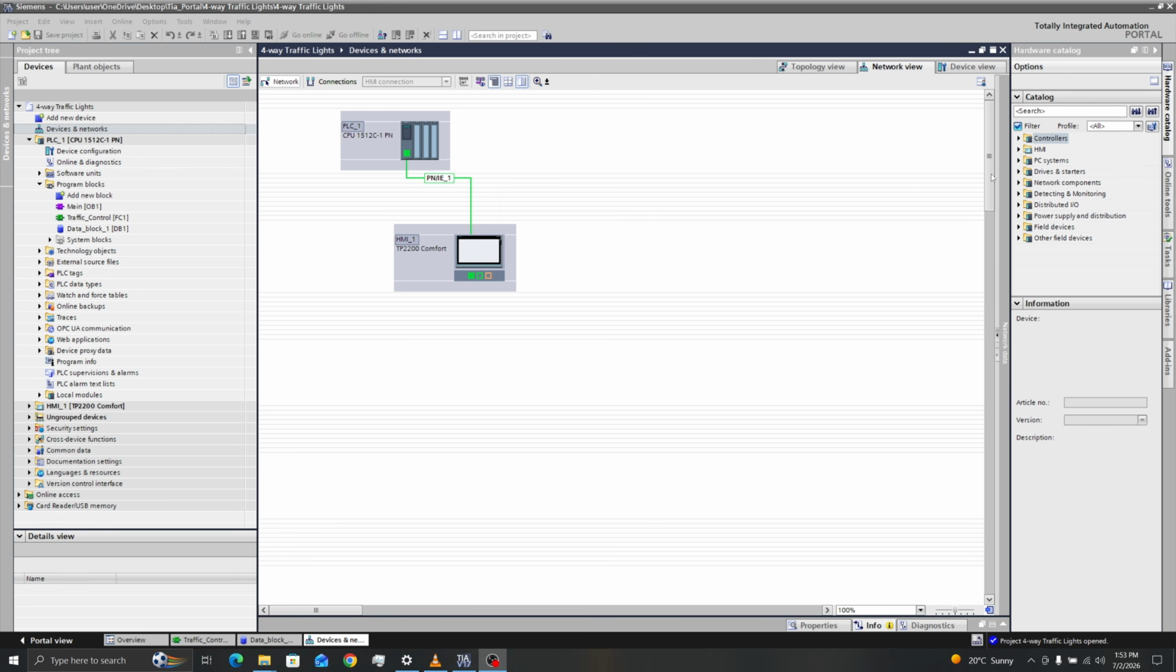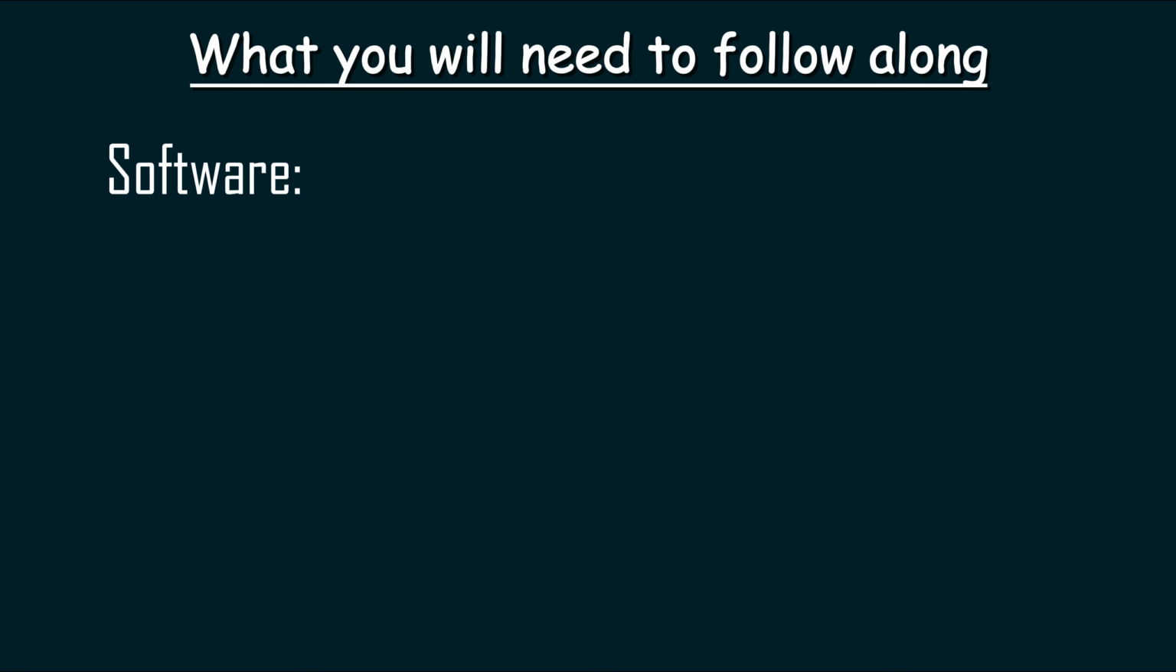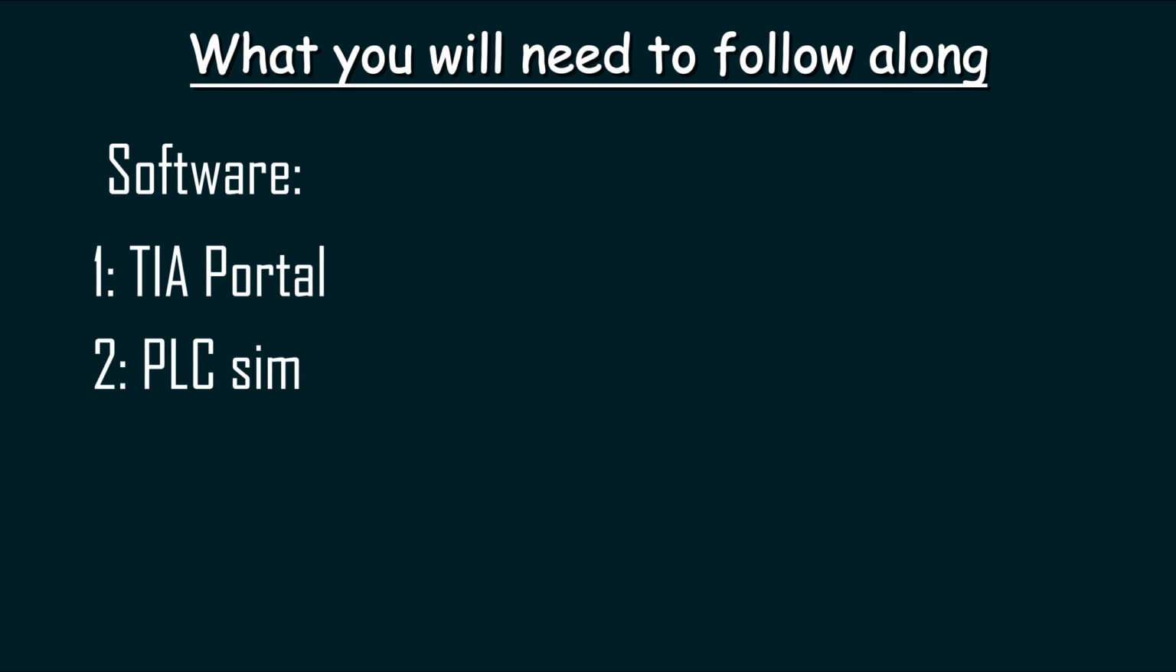But if you're completely new to either one, don't worry. I'll explain everything step by step in a simple, beginner-friendly way, so you can follow along and build your understanding as we go. On the software side, you will need three things. First is TIA Portal. This is our main programming environment. Second, PLC Sim. Since we are not connecting to a real physical PLC, PLC Sim lets us simulate our project entirely in software. And here is something worth knowing. If you already have a paid, fully licensed version of TIA Portal, PLC Sim is actually included for free, so check your license before downloading anything extra.